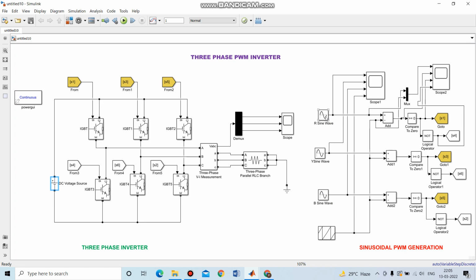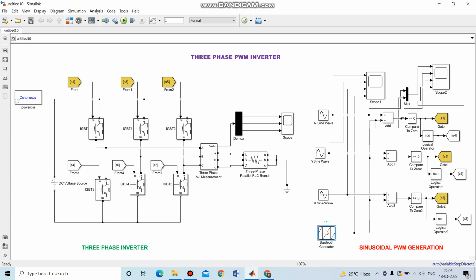So we are getting the sine wave. I am going to give the sine wave to the adder. This is your logical operator. From the adder you compare the output from the sine wave. You compare for greater than or equal to 0. Then that output will be given to the switch, that is your Goto option. This Goto option will be given to the From, and from the From you can get the output for the R sine wave. Like this you do the same for the Y sine wave and B sine wave.